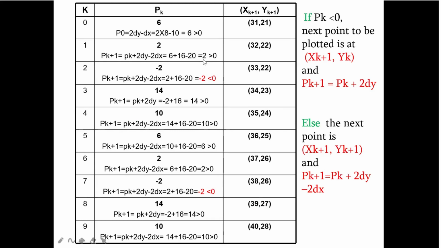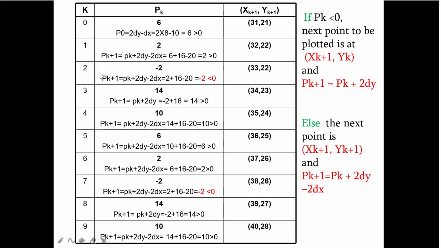Now again we are going to check the conditions. Now this p(k+1) is 2, so that is greater than 0. As it is greater than 0, again I have to come to the else part, where both x and y will increase. So here I got 32 comma 22. Fine.